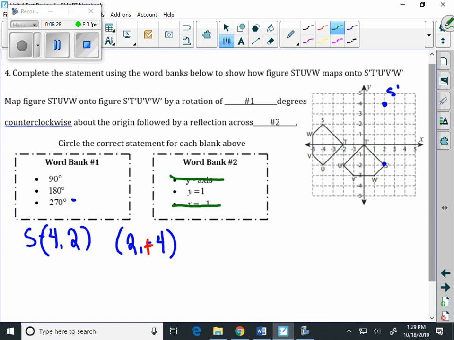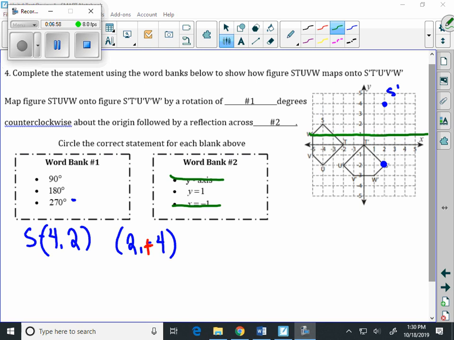So I want to try y equals 1, which is this line here. It's a horizontal line. Notice that the blue S that I put in here once I did the 270 rotation is 3 spaces away from that green line, and this blue S here is also 3 spaces away from the green line. But the OST tries to trick us. So let's try another value.